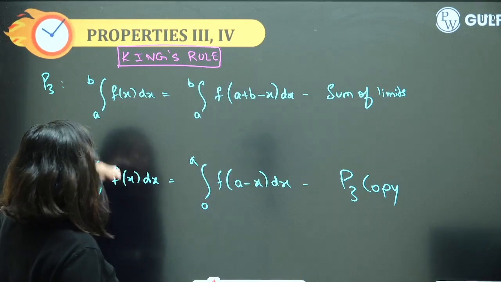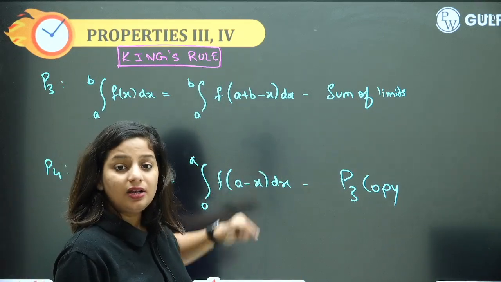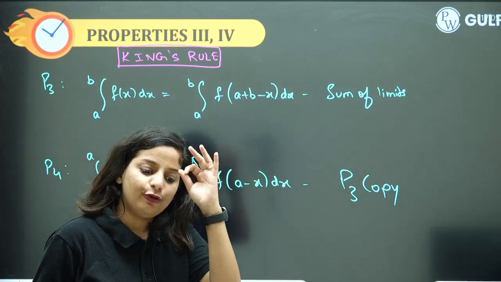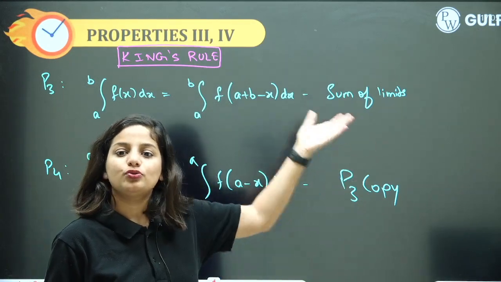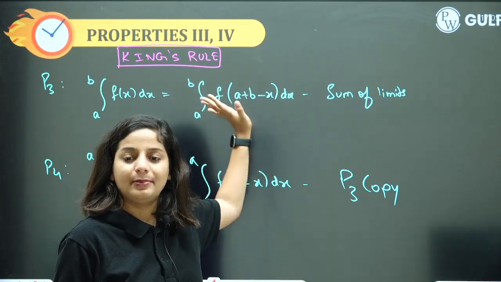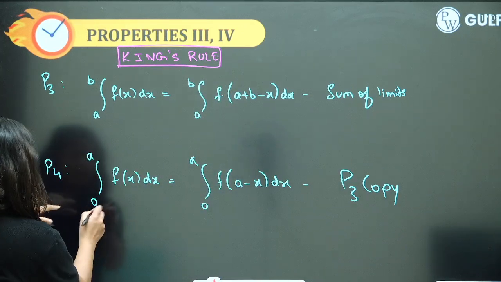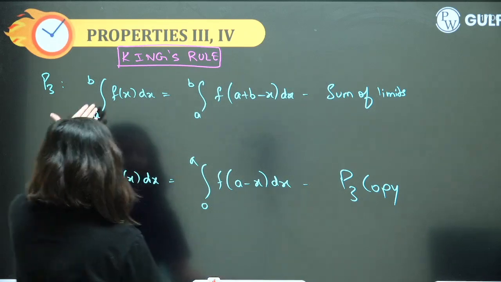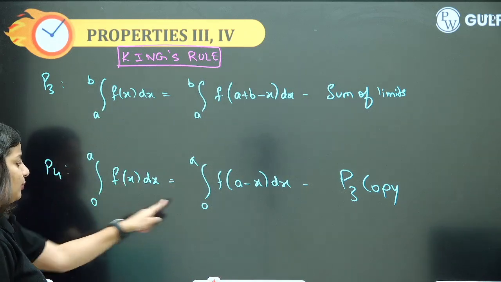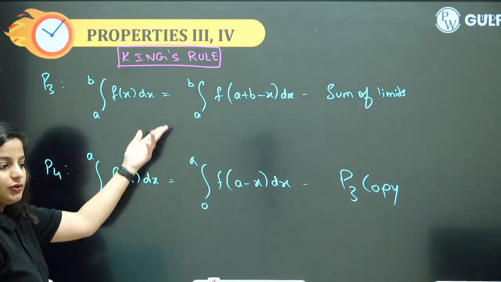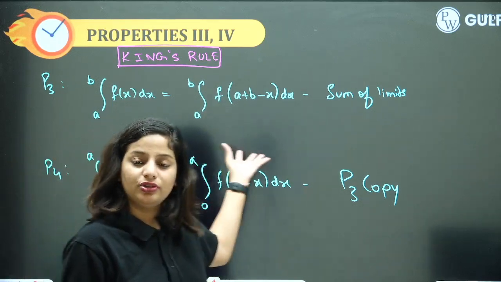What about P3 and P4? P3 and P4 are similar. I am telling you, whenever you don't understand which property to use in definite integration, just try P3. Try P3, and if one of the limits is 0, it will automatically become P4. It's the same thing with one of the limits 0. So whenever you can't find anything, do this. This is most applicable.